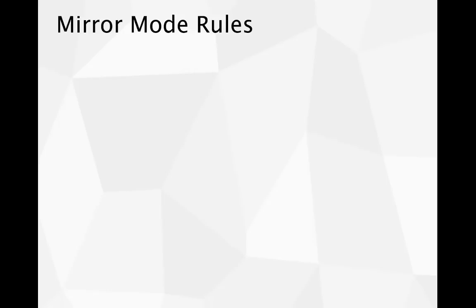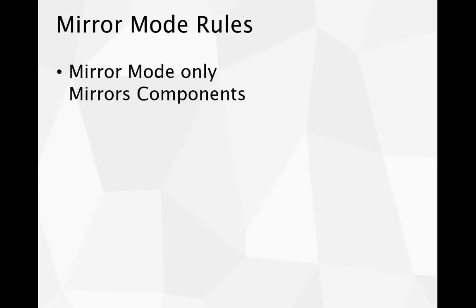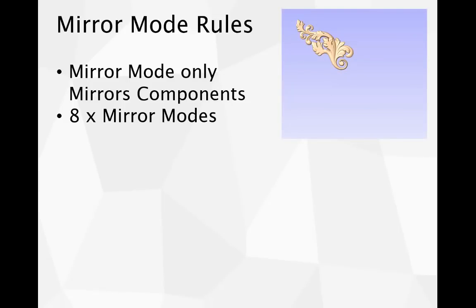And so mirror mode only applies to components. We cannot use the mirror mode on 2D data. It's purely a 3D feature. And within mirror mode, there are 8 different mirror modes, and this allows us to create mirrored compositions using virtual mirrors that are placed in either the vertical center of the job or the horizontal center of the job, whereby we can mirror from left to right.